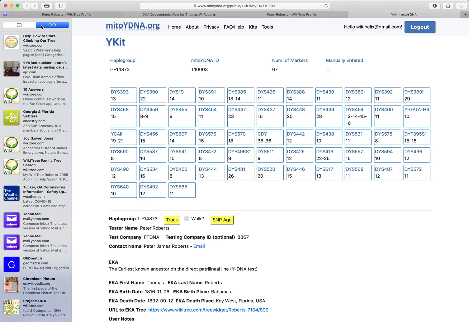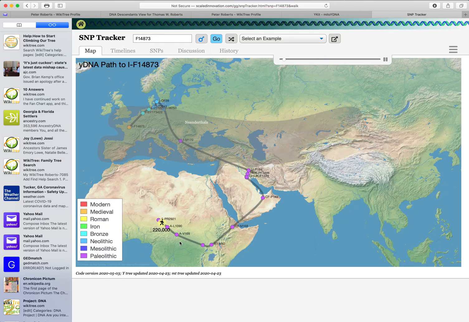And I can also select walk and then click on track, and it will walk me through where that ancestor was 1,500 years ago up to the present time when the Neanderthals were in Europe. And then finally when my direct male line entered Europe 67,000 years ago, and during the last ice age when there was Doggerland, and then more recently to medieval times, during the Roman Empire 1,500 years ago.